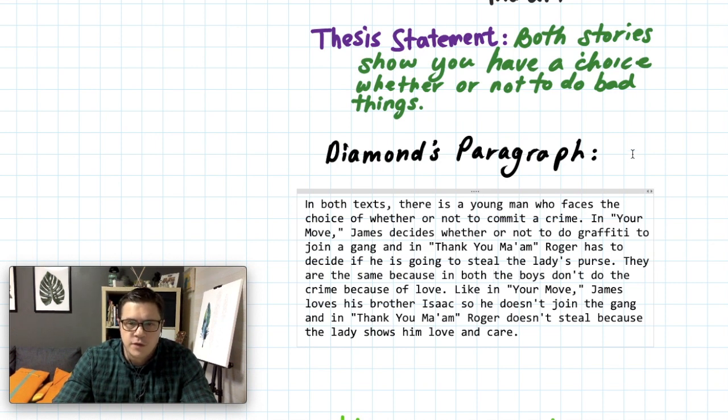So let me read it once for you. In both texts, there's a young man who faces the choice of whether or not to commit a crime. In Your Move, James decides whether or not to do graffiti to join a gang, and in Thank You, Ma'am, Roger has to decide if he's going to steal the lady's purse. They are the same, because in both the boys don't do the crime because of love. Like in Your Move, James loved his brother Isaac, so he doesn't join the gang, and in Thank You, Ma'am, Roger doesn't steal because the lady shows him love and care.